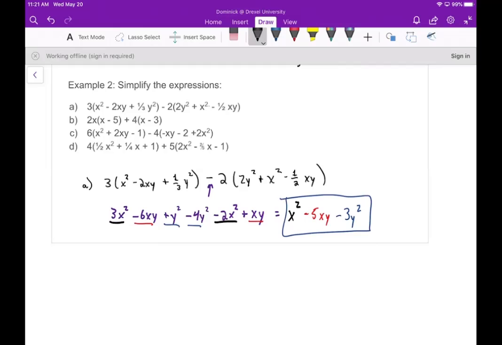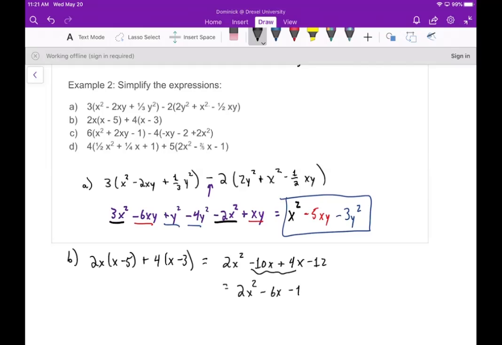Okay, let's look at part B. So now part B, I think, is a typo. I think that was meant to be a subtraction, but we'll do it as written, just as a review. Okay, so what do we need to do? We need to distribute. We get a 2x squared minus 10x, and then a plus 4x minus 12. So it looks like the only two terms we can combine are those two middle terms. And when all is said and done, we'll end up with 2x squared from before. And then if we combine those middle terms, we'll get a minus 6x and then minus 12.